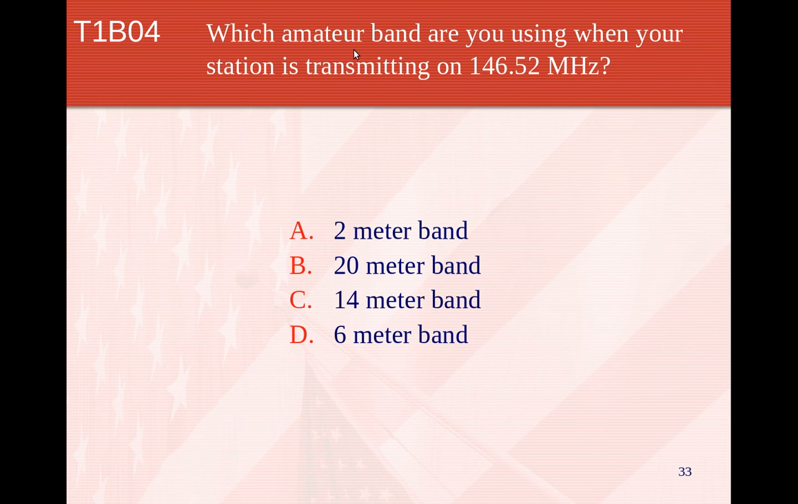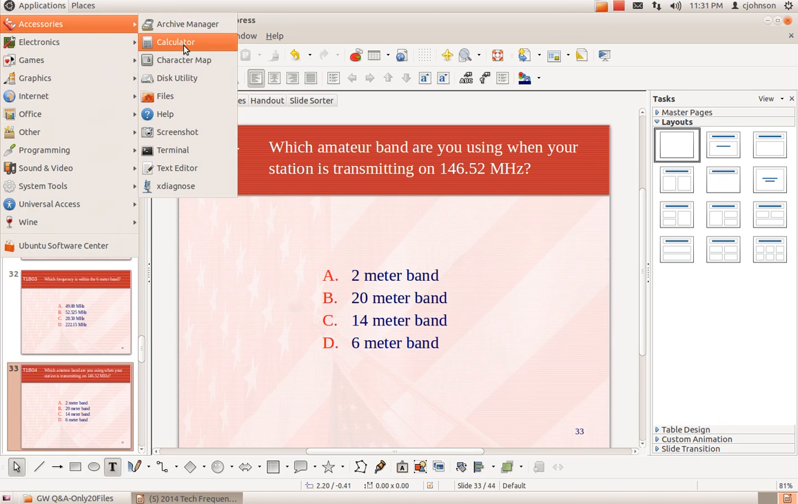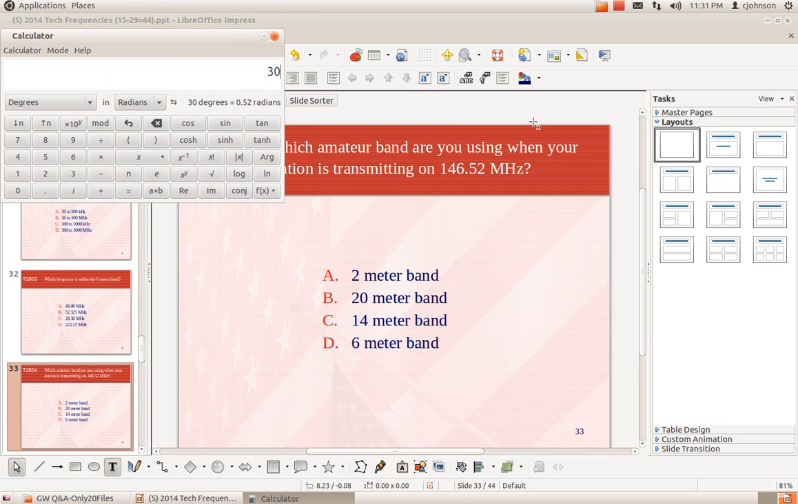Which amateur band if your station is transmitting on 146.52? So let's go back to our calculator again. 300 divided by 146.52 gives us 2.04 meters. So A, 2 meter band.